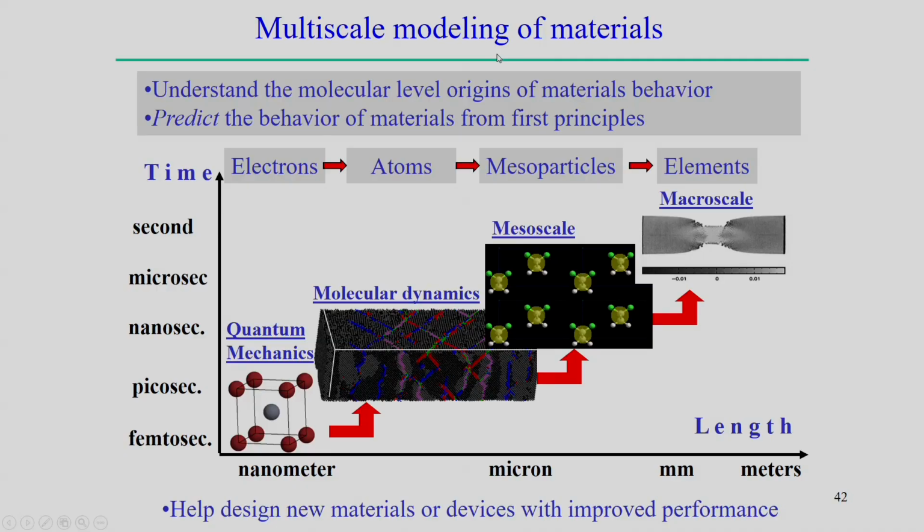Here you can see the multi-scale modeling of materials, to understand the molecular level origin of the materials' behavior, and predict the behavior of materials from first principles. So, we can use the basic laws and link from one scale to another scale. Here you can see quantum mechanics is responsible at the nanometer scale, and of course within the femtosecond, picosecond and nanosecond time scale, this model is valid.